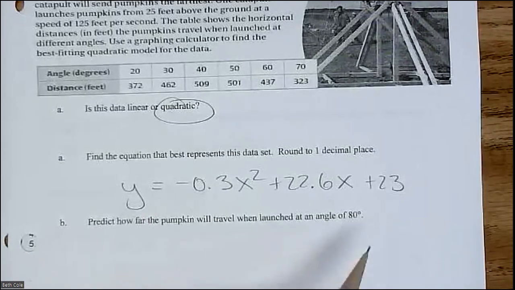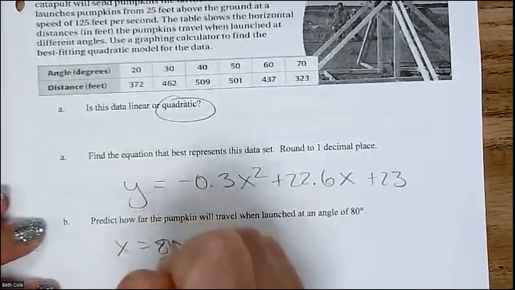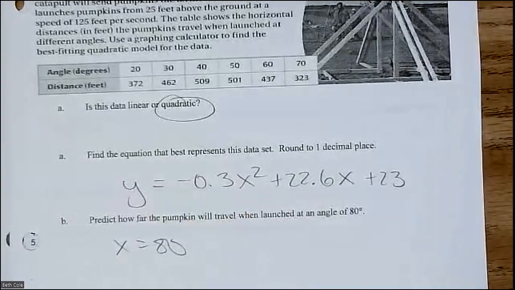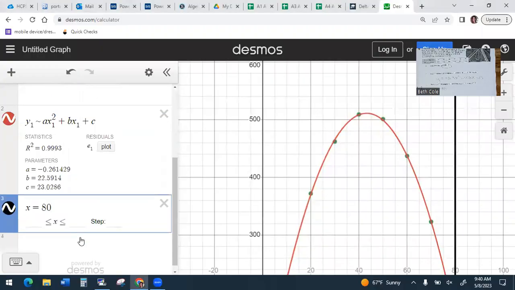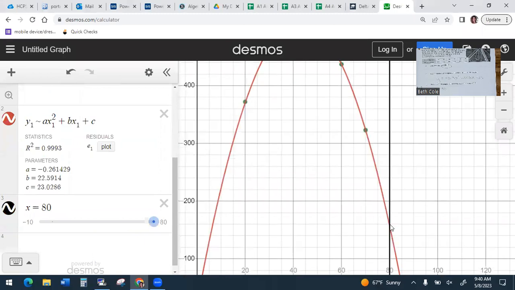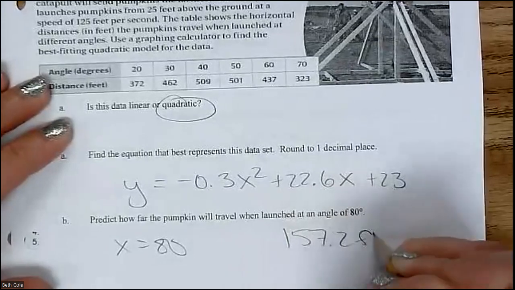Now this says predict how far the pumpkin will travel when launched at 80 degrees. So I'm gonna go type in x equals 80. And then we'll click on what part. I did x equals 80 and then I have to click the intersection. Look right here. For 80, it will travel how far? 0.2, is it feet? Yes. Good, all right. 157.2 feet.